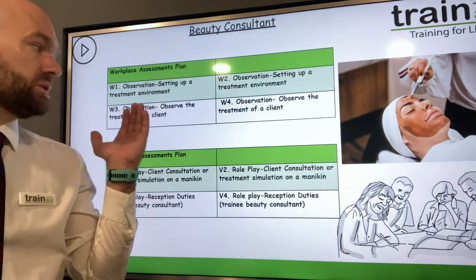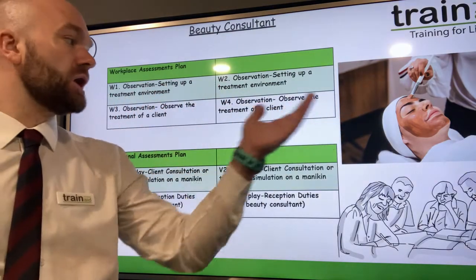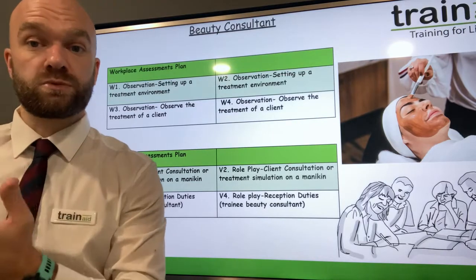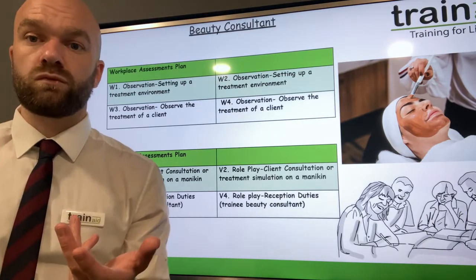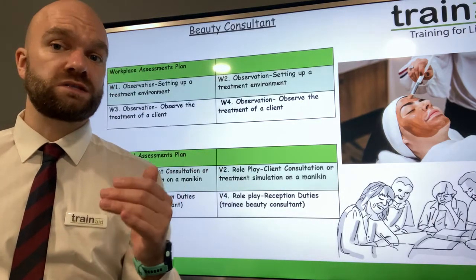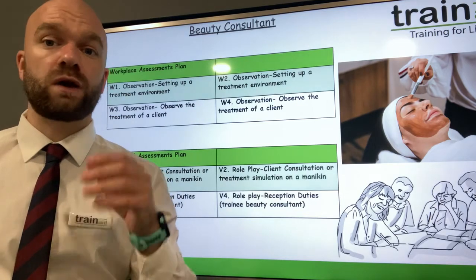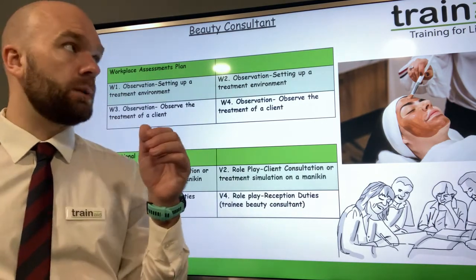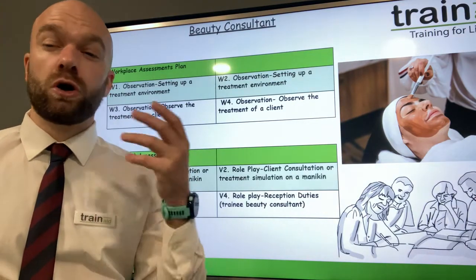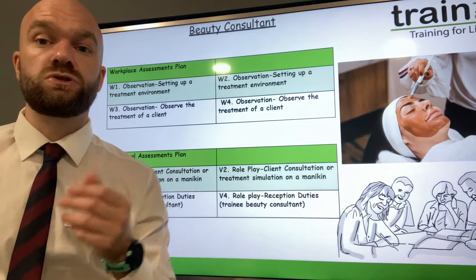Furthermore, for workplace 3 and workplace 4, you could observe the treatment of a client. Once again, this could be an observation report which you write up, and of course you have to have some standards or criteria that you are going to map your observation against. So perhaps have a look at beauty-based qualifications, or if you have a staff handbook of normal operating procedures, then you can map this criteria to your observation.